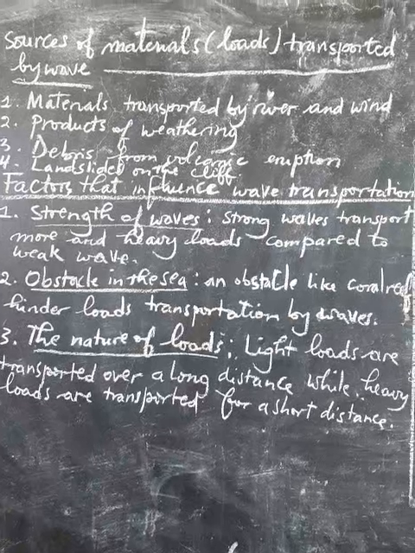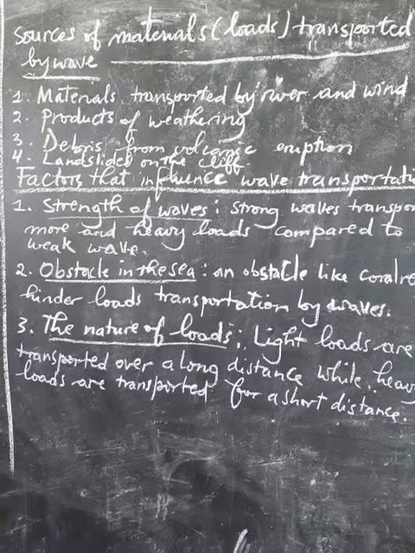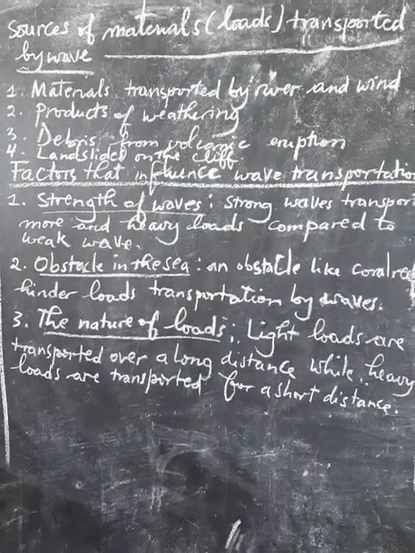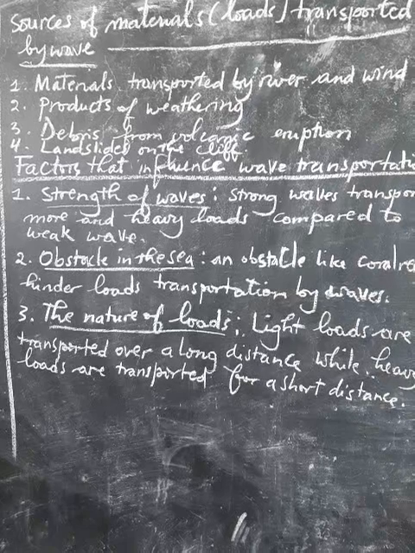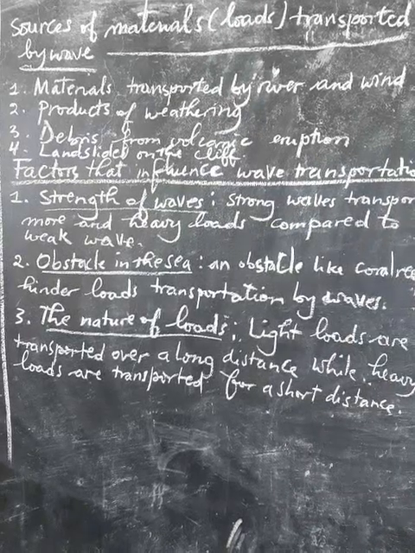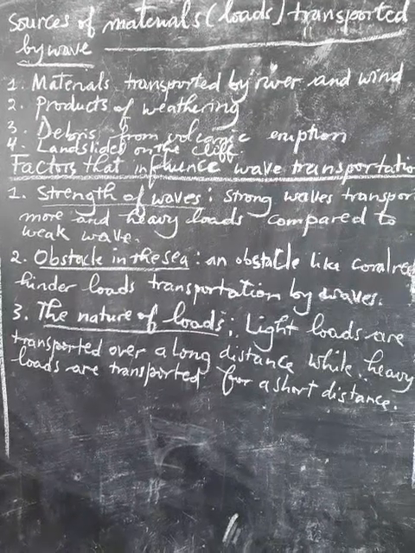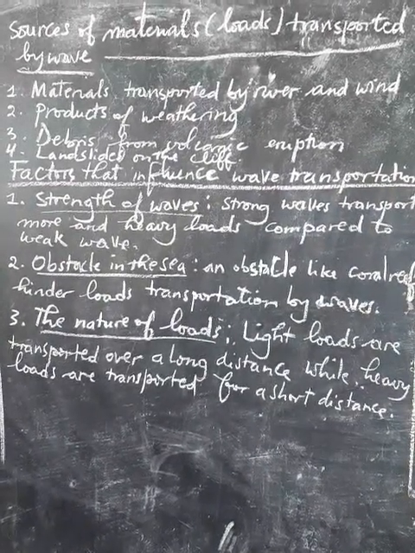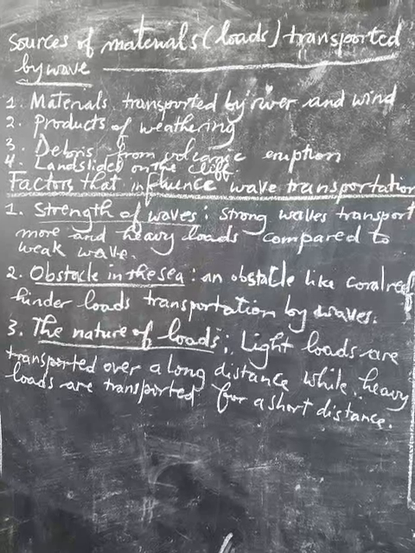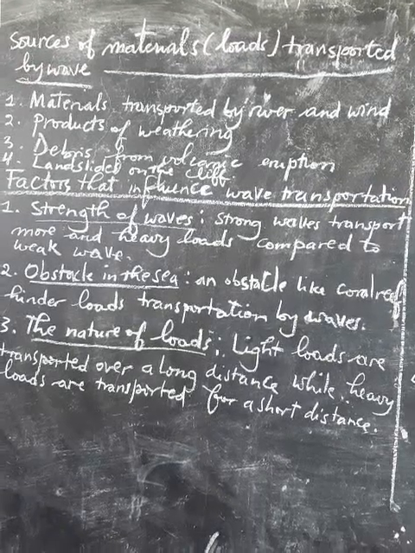Another source is landslides on the cliff. Remember, we have said that the cliff of an ocean or a sea can be attacked by weathering. And when weathering takes place on a cliff, as the processes of hydraulic action continue, this will cause the falling or landslides on a cliff. Therefore, the landslide materials are going to be transported by a wave. Those are the sources of loads to be transported by a wave. We have four main sources of the materials.